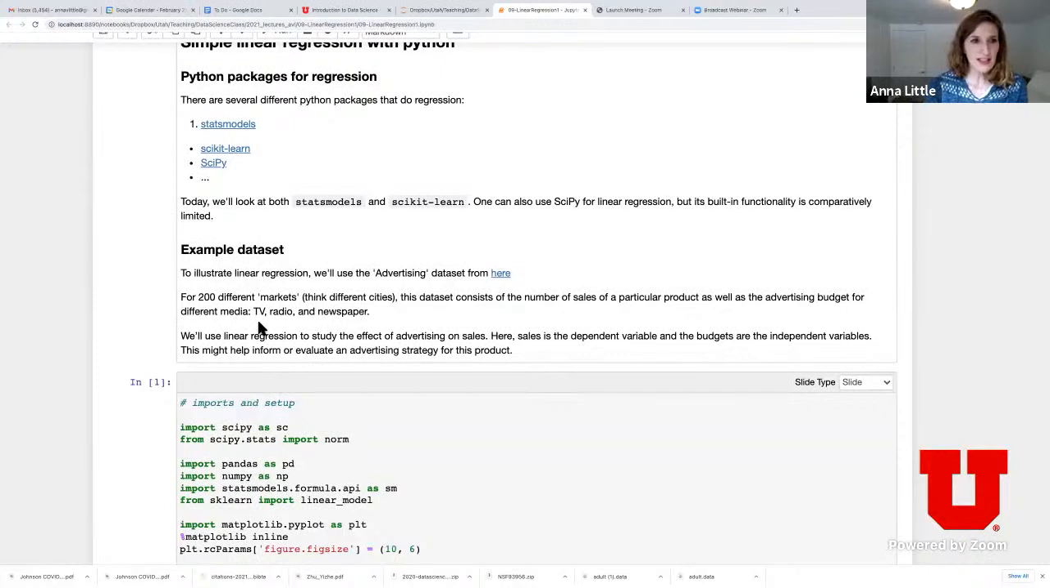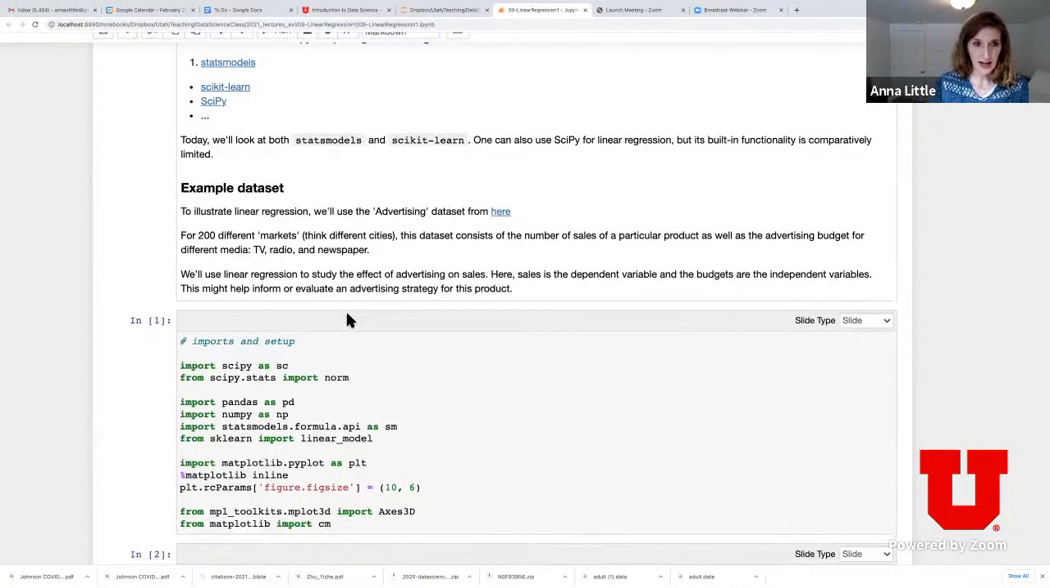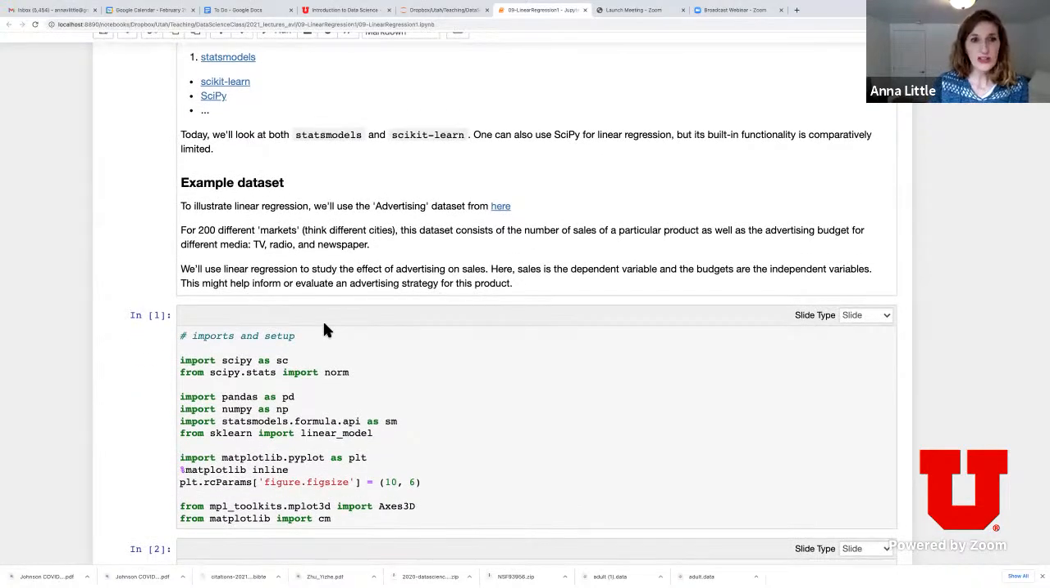So let's take a look at some data. We're going to use the advertising data set. It consists of 200 data points, which you can think of as different markets, i.e. different cities or locations. For each data point, the number of sales of a particular product is recorded, as well as the advertising budget for 3 different media: TV, radio, and newspapers. We'll use linear regression to study the effect of advertising on sales.